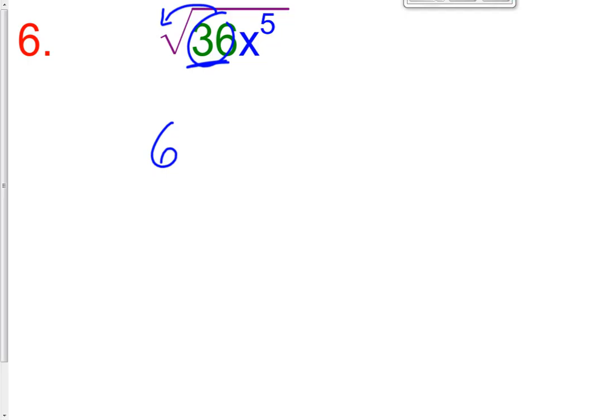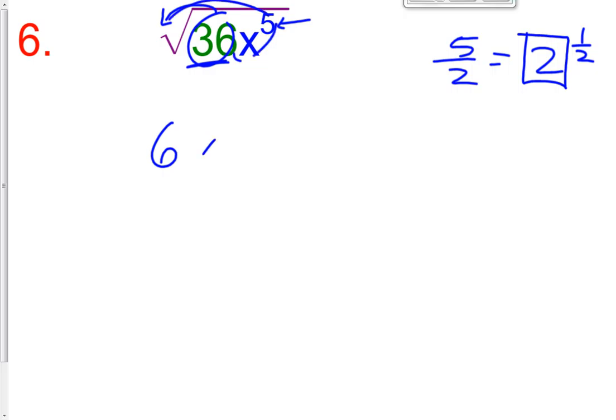We're still going to take our exponent and divide by 2, so that always stays the same. So 5 halves. As a mixed number, that turns into 2 and 1/2. So I could still take out this number. I could take out x squared. So this x to the 5th, I can take out an x squared.